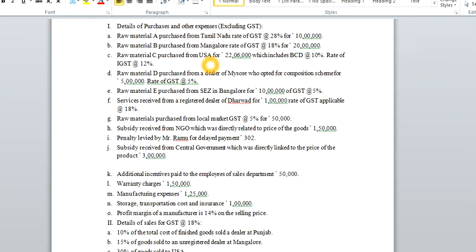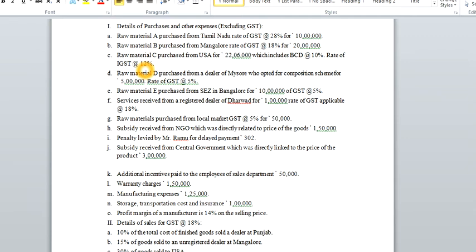Raw material C purchased from USA for rupees 22 lakh 6,000, which includes BCD at 10%, rate of IGST at 12%. See, when goods are imported to India, USA ಇಂದ import ಮಾಡ್ಕೊಳ್ತಾ ಇದ್ದಾರೆ. On imports, basic customs duty is levied. So you have to see whether the transaction includes basic customs duty. Yes, it includes basic customs duty. ಕೊಟ್ಟಿದ್ದಾರೆ ಅವರೇ. And regarding the import transaction, it should include BCD, basic customs duty include ಆಗಿರಬೇಕಾಗುತ್ತೆ.